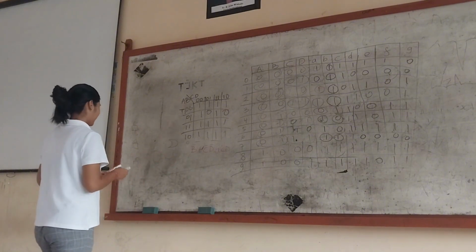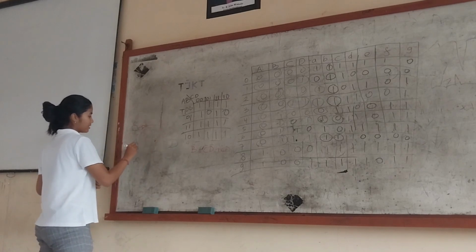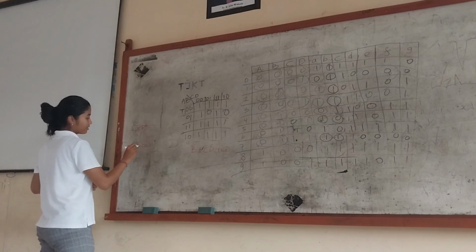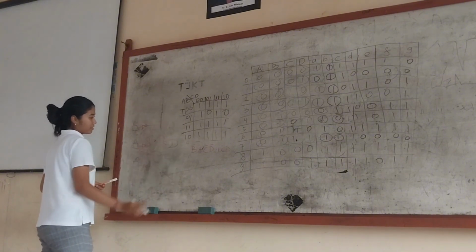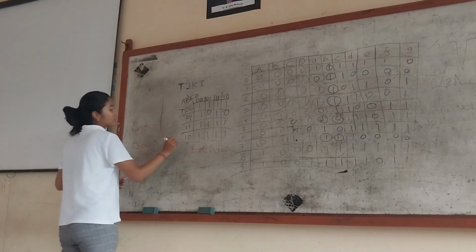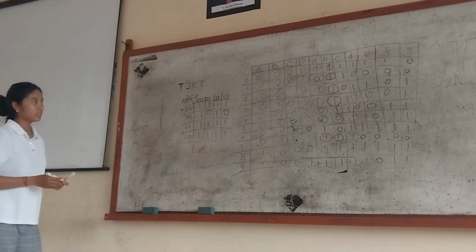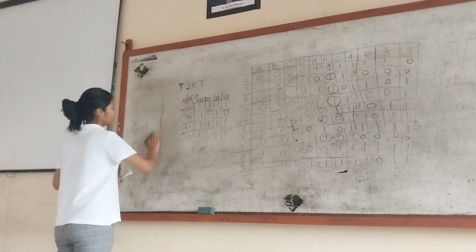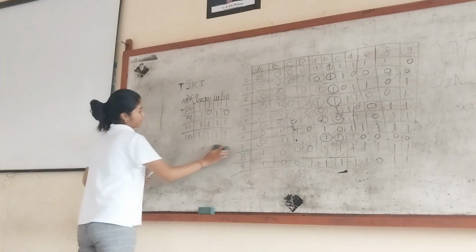We know that B is inverted, so we write like this. C inverted, and C, and we will connect it to the AND gate. So this is the result of the circuit of B. I will next do the C circuit from the Karnaugh map.